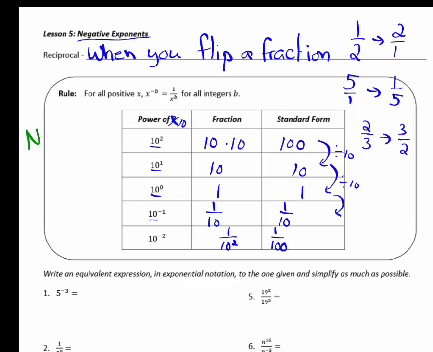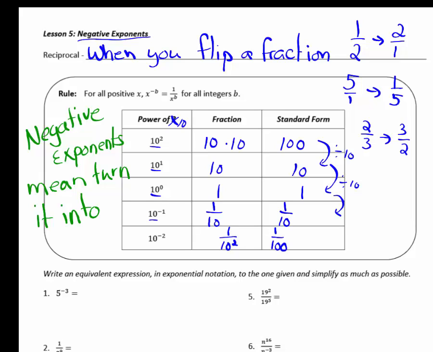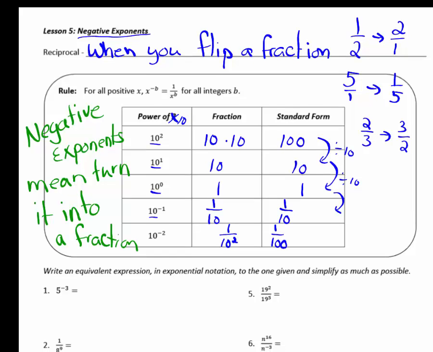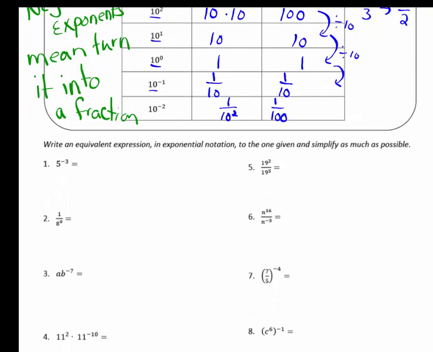So negative exponents mean turn it into a fraction. Okay, that's what they're telling us to do. So let's see what our directions say here. Write an equivalent expression in exponential notation to the one given and simplify as much as possible. That doesn't mean I have to actually figure out what it equals, I just have to rewrite it.